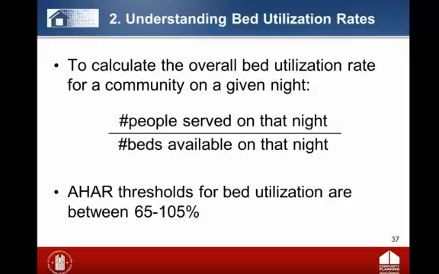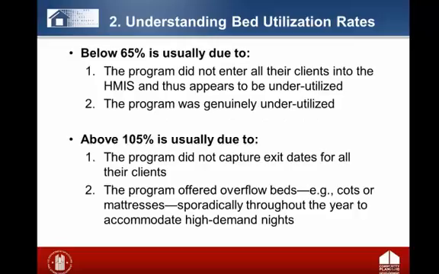To calculate the overall bed utilization rate for a community on a given night, take the number of people served on that night and divide it by the number of beds available on that night. AHAR thresholds for bed utilization rates are between 65 and 105%. Bed utilization rates below 65% are usually attributed to either the program did not enter all their clients into the HMIS and thus appears to be underutilized, or the program was genuinely underutilized.